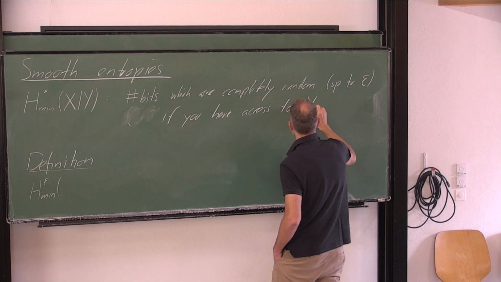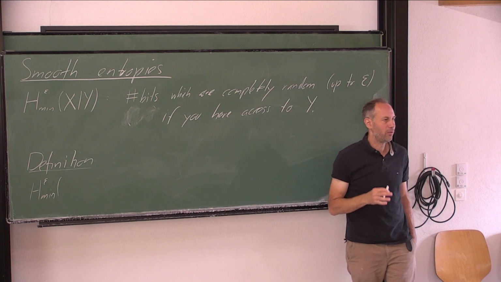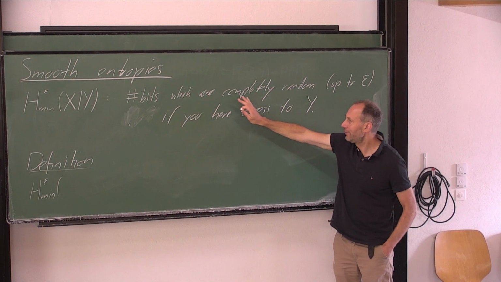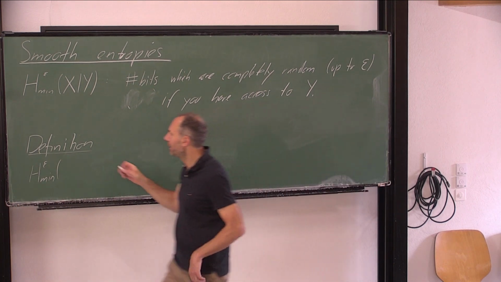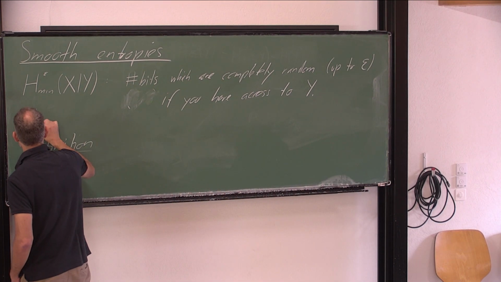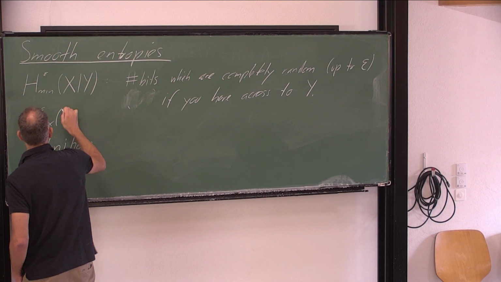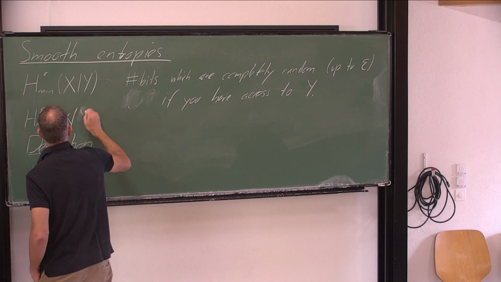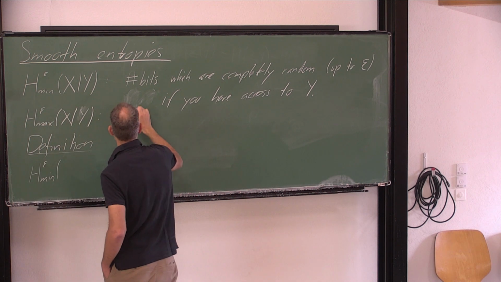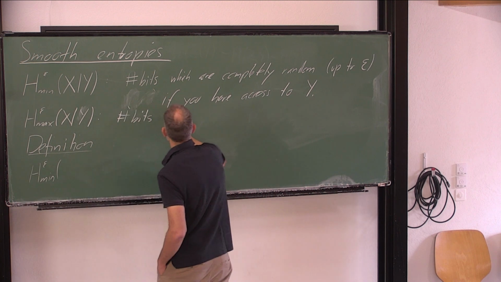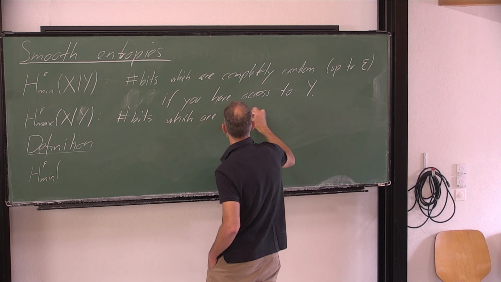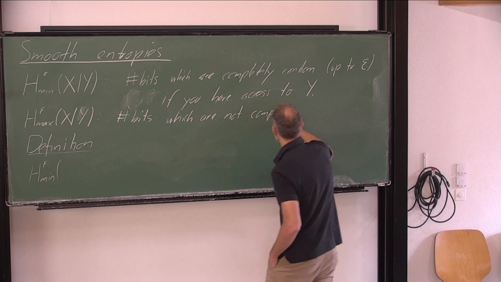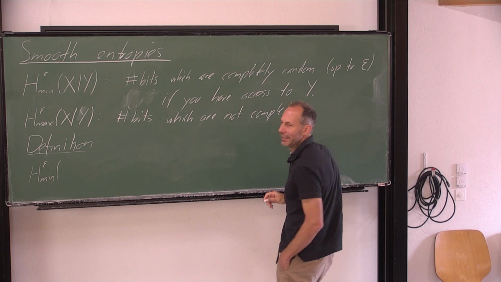So you already have y in your register, and you're asking what is x, and there are this number of bits which are completely unknown. And the max entropy is kind of the opposite end of this spectrum in the following sense. It's the number of bits which are not completely known. So not completely known is not the same as completely random, of course.